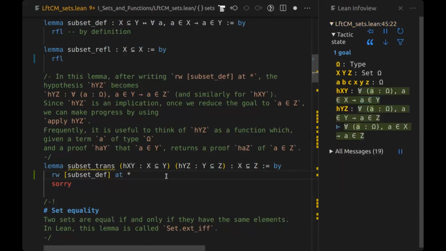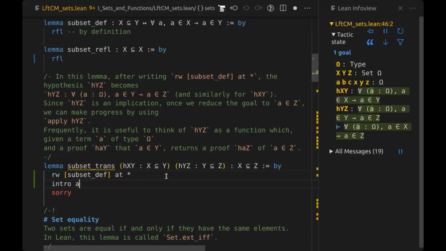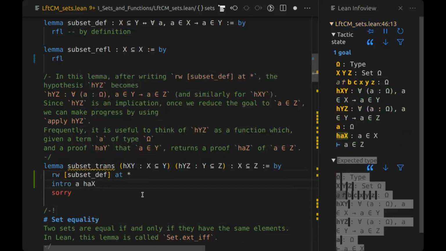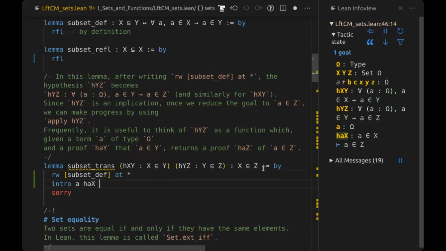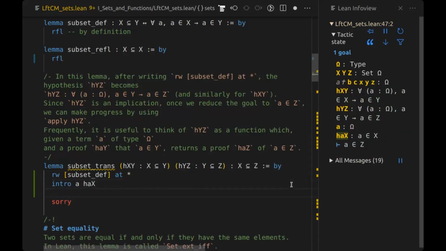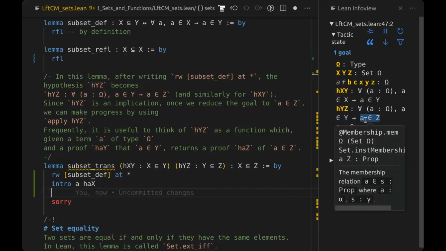Now, I'm going to fix an element in omega, so intro A, and I'm going to assume that this element A belongs to X. And I want to prove that it belongs to Z. Okay, so what I can do is apply these two hypotheses that I have, right? So first I have that A belongs to Y implies A belongs to Z. So I'm going to apply that first.